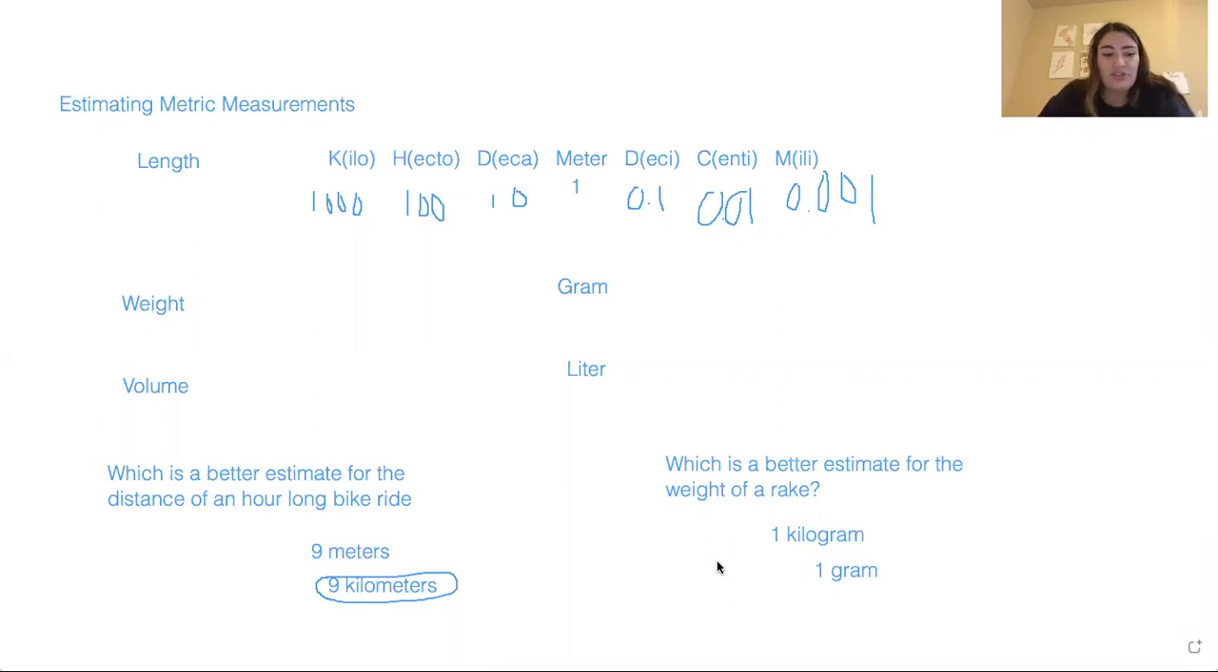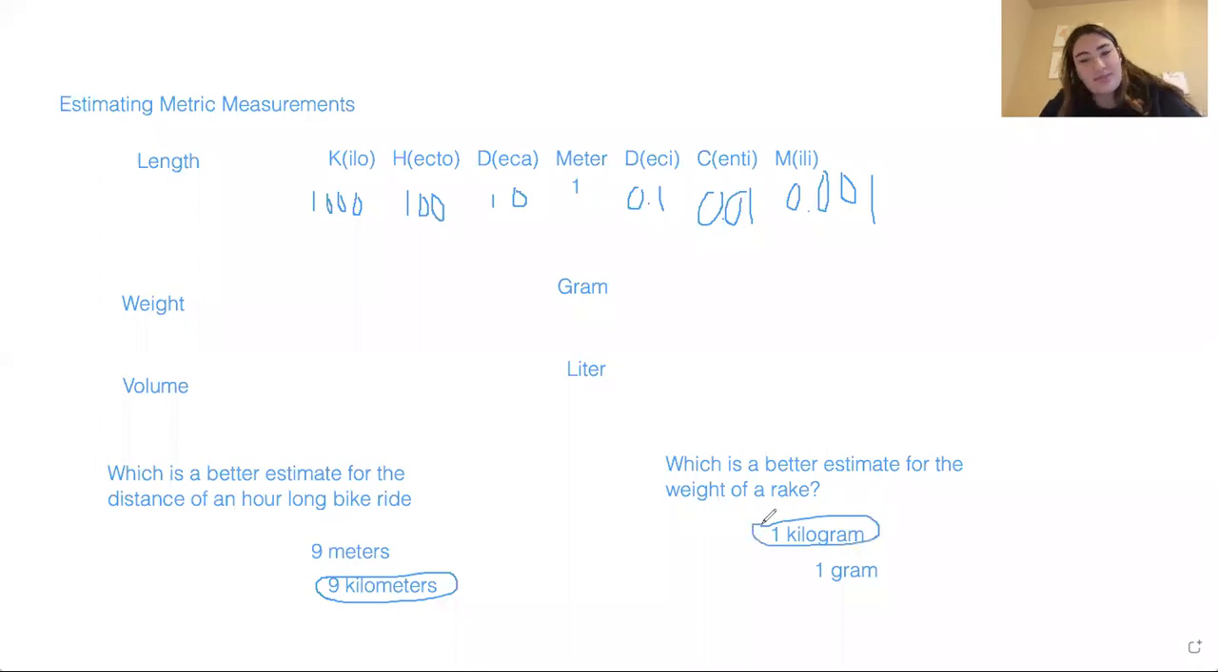So let's just go back to what we thought of. Grams are on the Skittle side when kilograms are on the dictionary side. Do you think a rake is more of a Skittle or a dictionary? When you think in your head, I think it's more of a dictionary heaviness, because I don't think a Skittle and a rake weigh the same. So you would pick 1 kilogram.